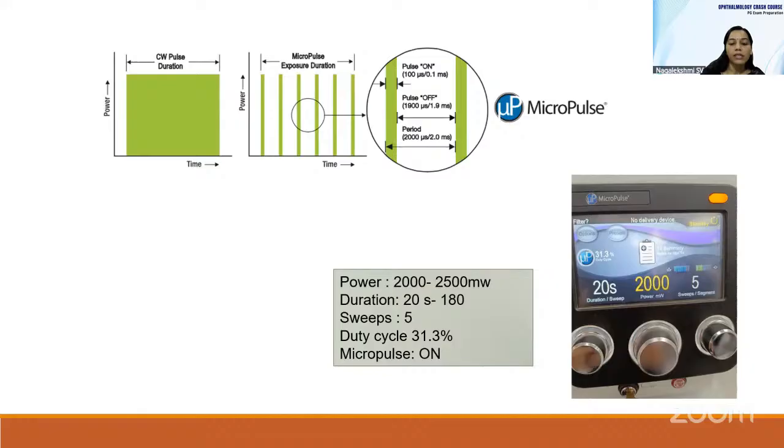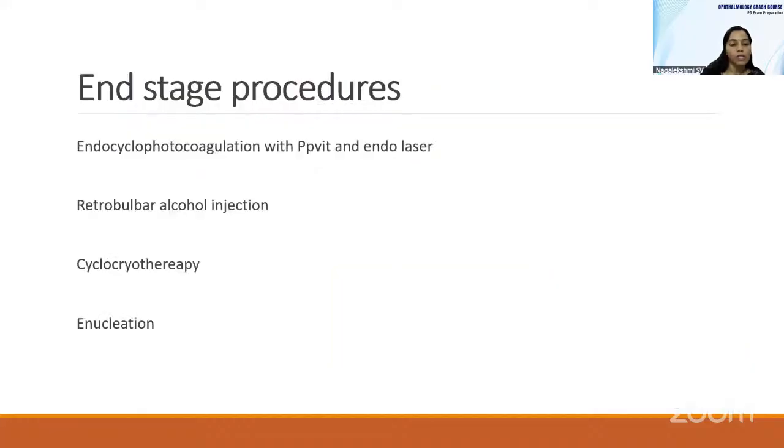And the duty cycle is kept at 31.3%. The other procedures for these painful blind eyes would be retrobulbar alcohol injection, cyclocryotherapy, and enucleation. These are described in textbooks, but not usually considered these days.